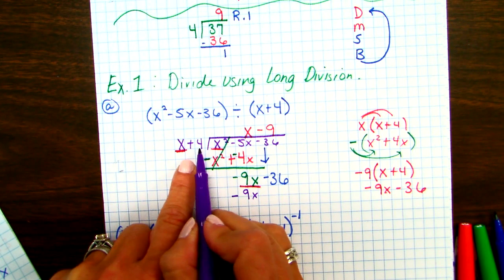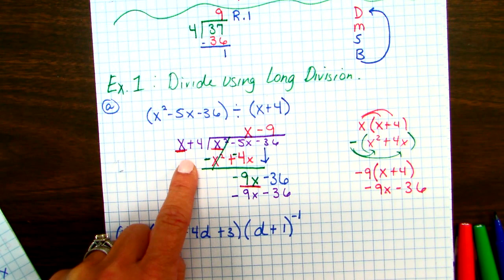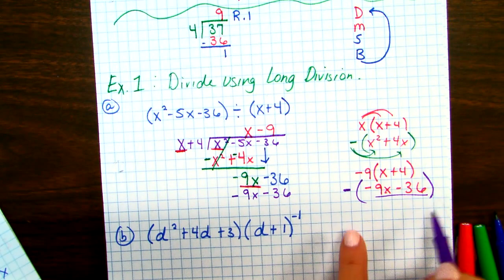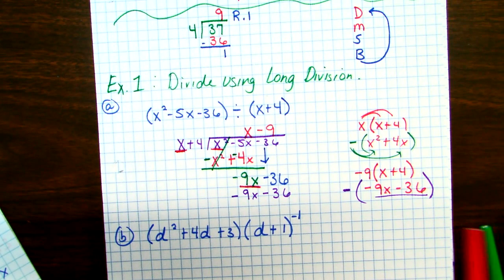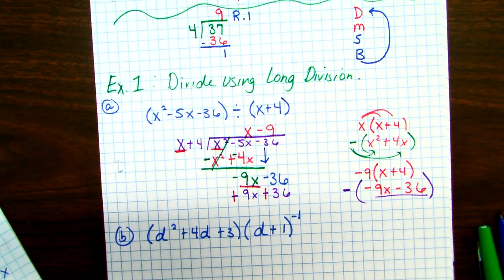Negative 9 times 4 is negative 36, right? And we're subtracting, guys. The whole thing gets subtracted. When we do the whole thing subtraction, it just changes the signs of both terms. Anything that was positive becomes negative. Anything that was negative becomes positive.